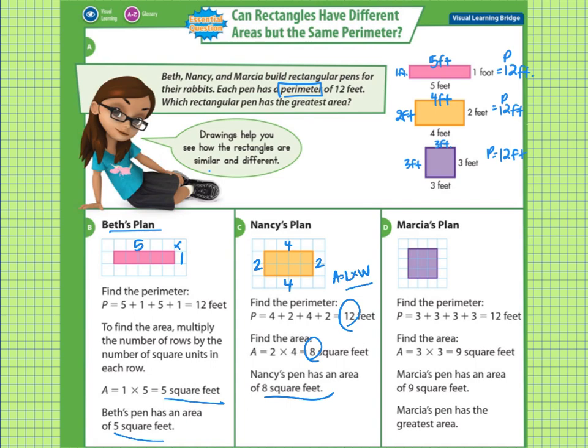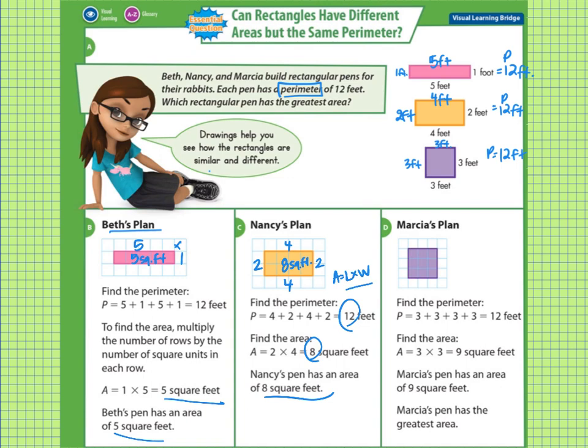Okay, so I'm going to put 8 square feet right here. And let me go ahead and do that over here with Beth's plan too. Because the inside is 8 square feet. Nancy's is 8 square feet. Let's go ahead and look at Marcia's.